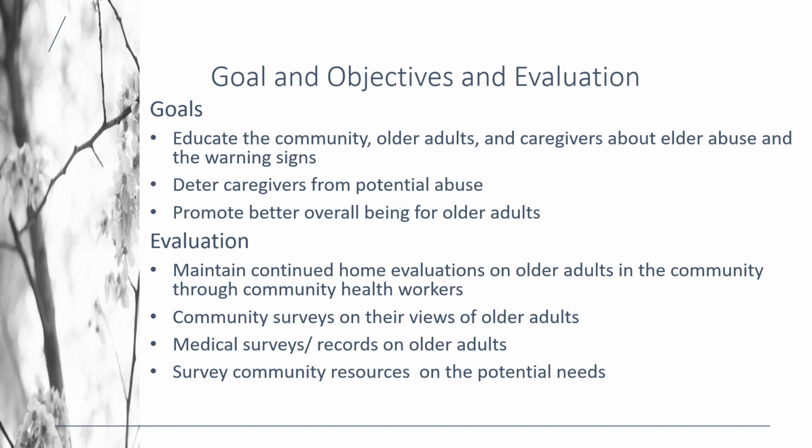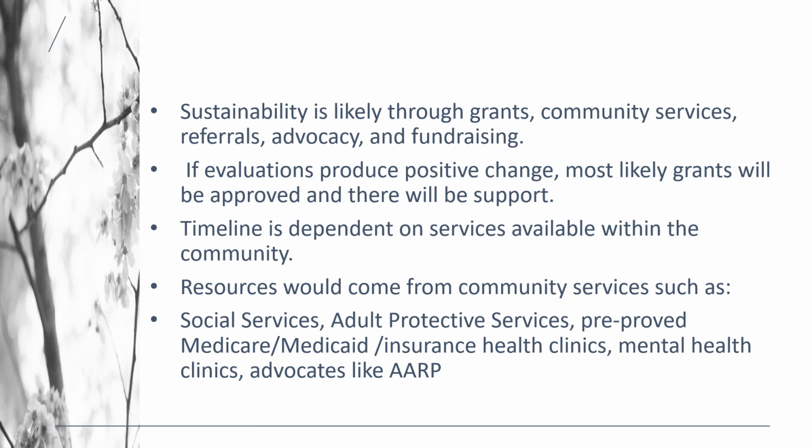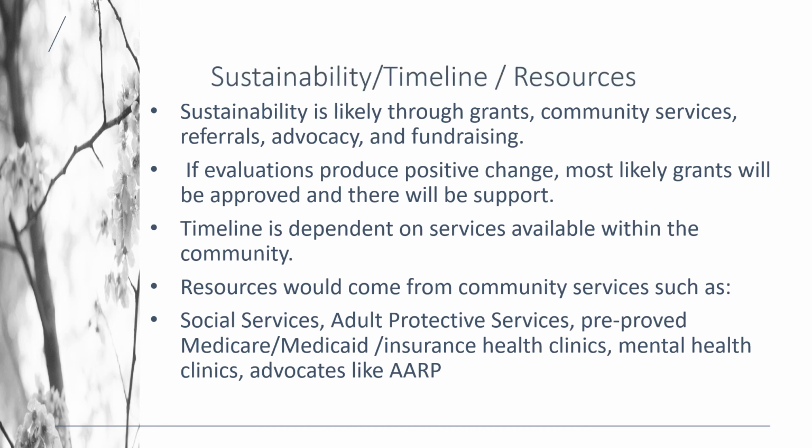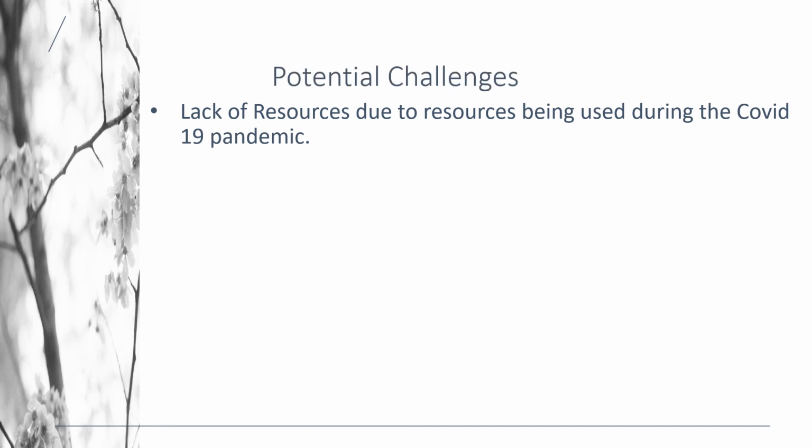The goals, objectives, and evaluation include to educate the community and caregivers about elder abuse and understand the warning signs, deter caregivers from potential abuse, and promote overall well-being for older adults. Evaluation will work in a way where there'll be home evaluations and, throughout the community, surveys, medical surveys, older adult records, and surveys of community resources for potential needs. Potential challenges are just the lack of resources due to resources being used during the COVID-19 pandemic.